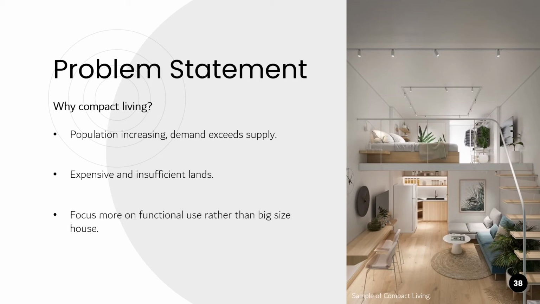The second reason is expensive and insufficient land. The global financial crisis is one of the reasons that caused people to change to compact living, because a small house is more economical and has low energy consumption. The third reason is people focusing more on functional use rather than a big house. They want something that is able to make their life simple and convenient without spending too much money.